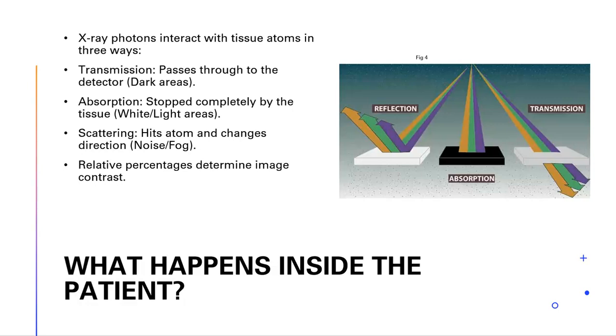Second, absorption. The photon hits an atom and is stopped completely, which creates the bright or white areas of the image. Third is scattering. The photon hits an atom, bounces off in a new direction, and loses energy. The delicate balance between these three interactions is what gives us the contrast and the detail we need for a diagnostic study.